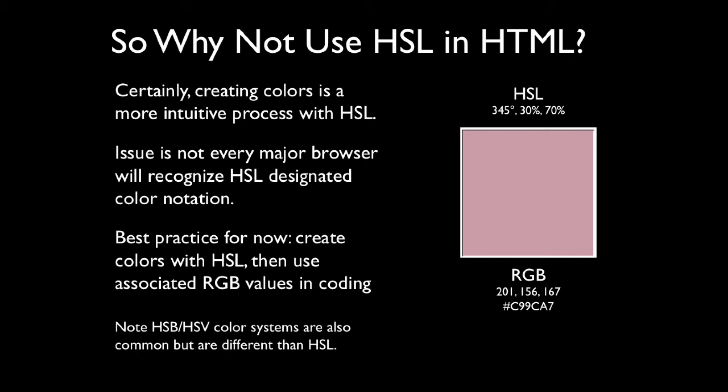You should know that there are other color systems out there. HSB, HSV is another one. The hue stands for hue in all three, but the S is saturation and B stands for brightness, and V, I believe, for value. Those work a little differently, so the numbers will look a little different, so you should be aware of that. But HSL is an easy one to work with. Okay.